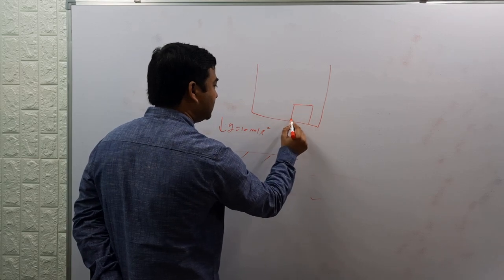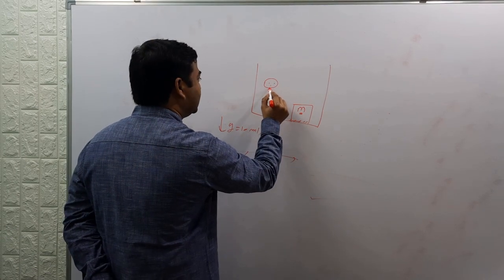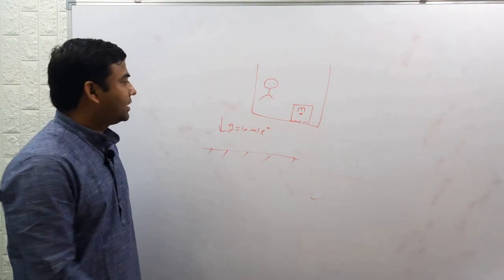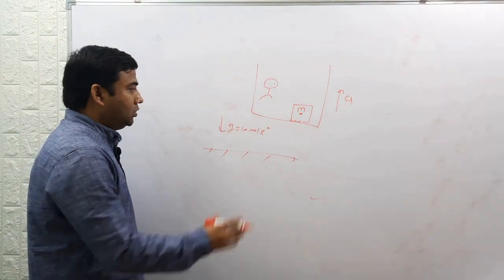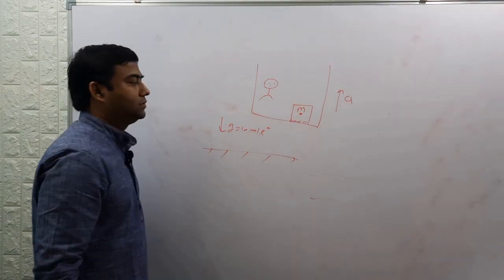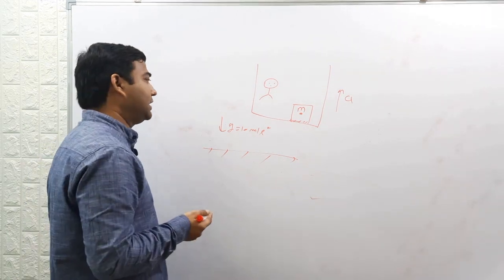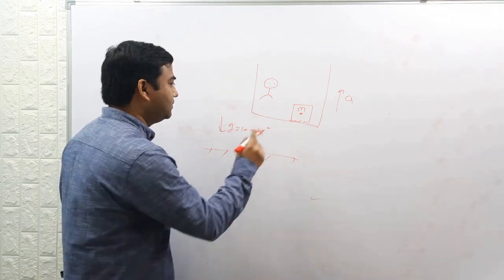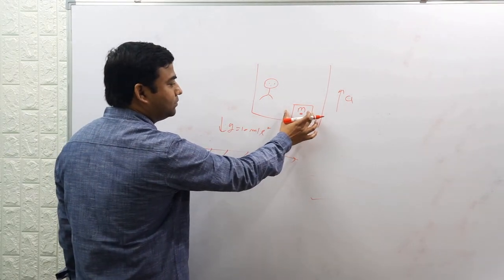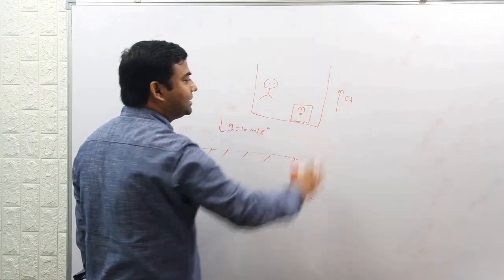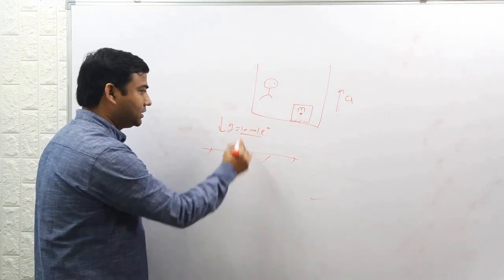Let a weight of mass m be kept on the floor of this lift, and the observer is sitting inside the lift, and the lift is accelerating with acceleration a upward. So what will be the weight of this block inside the lift? That is a very simple example, which I will explain with the help of the concept of pseudo force. This observer wants to see what is the weight of this block of mass inside the lift, which is accelerating upward with acceleration a. Uniform acceleration due to gravity is g, that is 10 meter per second square.